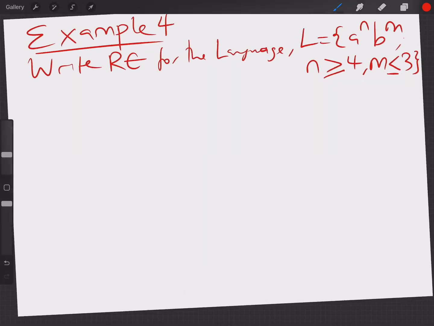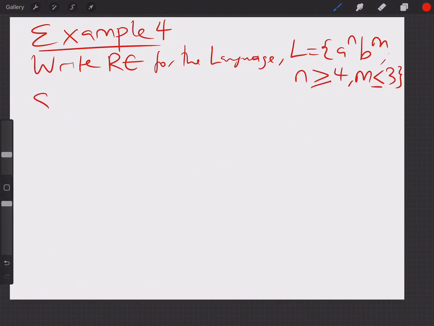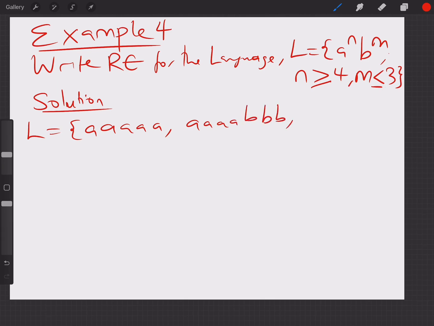So let's take a look at that. Solution. Recall the conditions. n must be greater than or equal to 4. m must be less than or equal to 3. So let's generate some strings. n is greater than or equal to 4, so there might be 4 or 5 a's. Let's say a, and m less than or equal to 3, which means I can have 0 occurrences of b. I could have 3 occurrences of b, but no more. 4 b's is wrong.